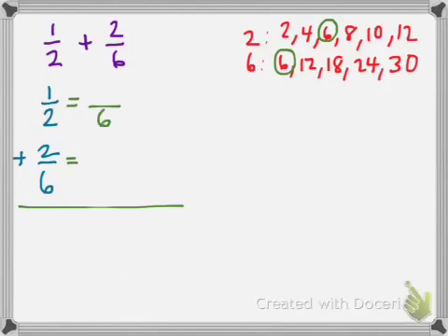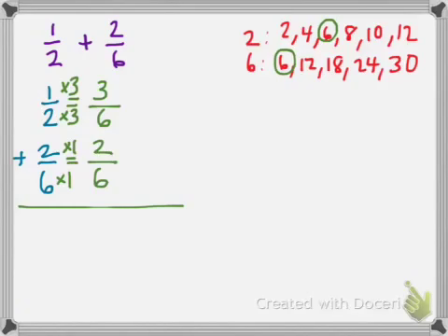So I'll set it up just like this. And then we have to find what number to multiply by to make both sides equal. So let's start with 1/2. Look at our denominators. I know that 2 times 3 will give me 6. So what I do to the denominator, I do to the numerator, so times 3. 1 times 3 will give me 3. And then do the same thing to 2/6. Look at the denominators. 6 times 1 will give me 6, so 2 times 1 will give me 2.